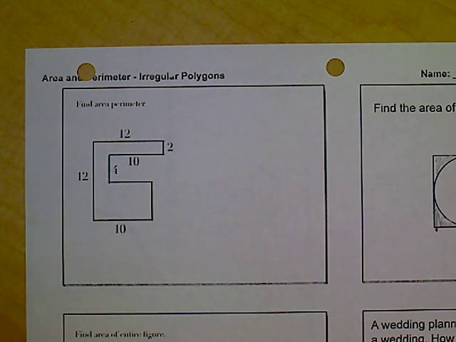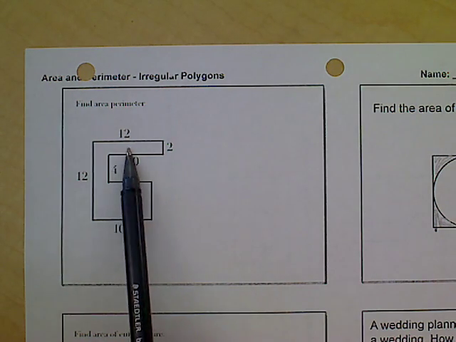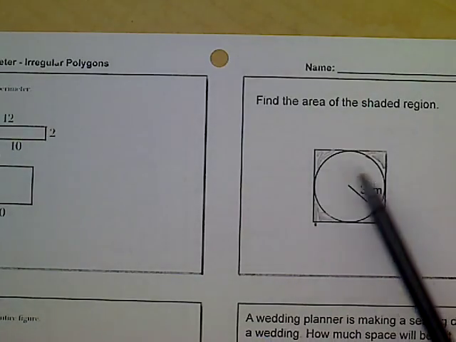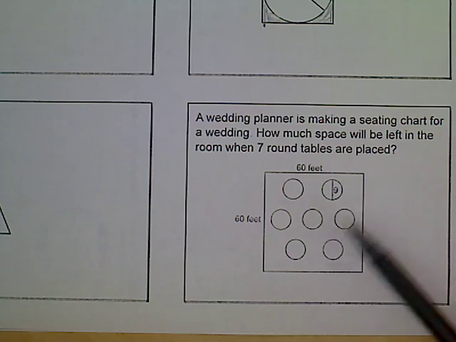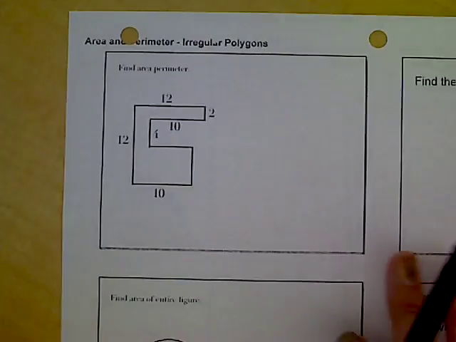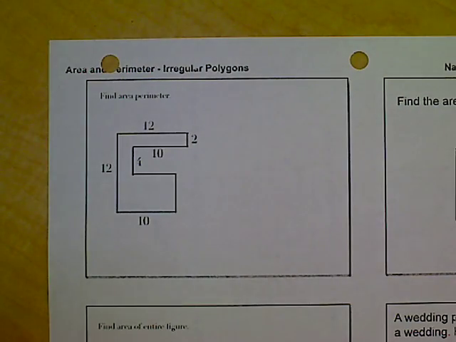The last type of problem we're going to do for area and perimeter is problems where you have irregular polygons. So either you have a bunch of shapes together like this, you have a shading problem like this, or there's some word problems where you find some areas and perimeters that way. So you just have to figure out how you can use the formulas you have to solve these problems.